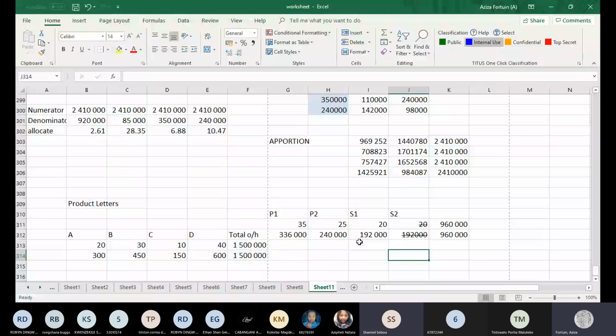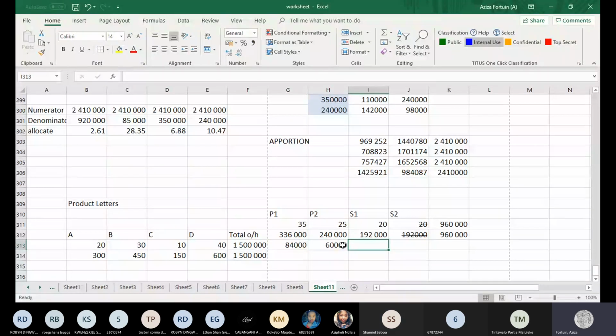35 over 80 times 192,000. Am I talking nonsense? Yeah, it's 84,000. So it's 84,000 that I'm going to portion out of 192,000, right? Over the 25%, I'm going to say 25 divided by 80 times 192,000. So I'm going to get 60,000. Everybody with me?